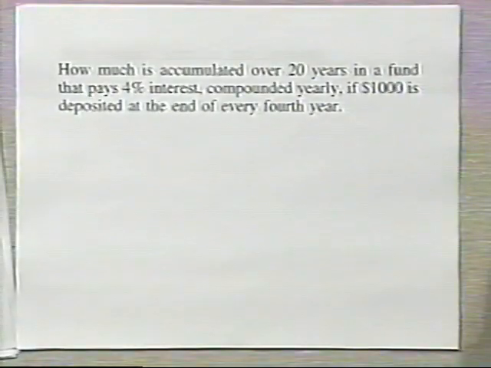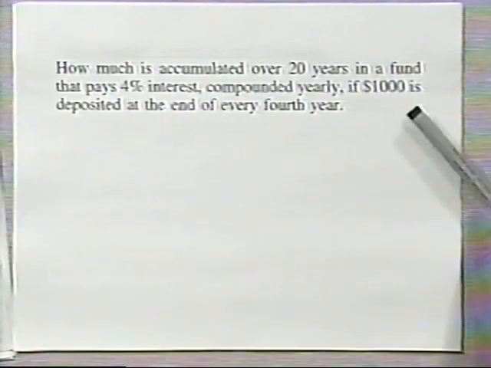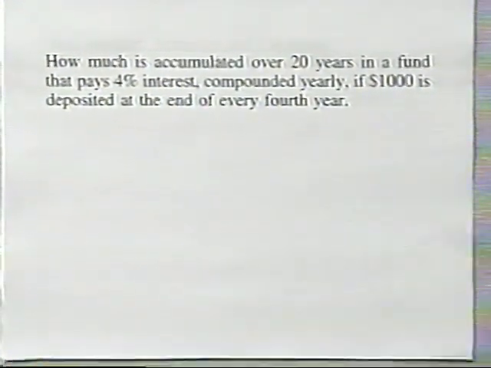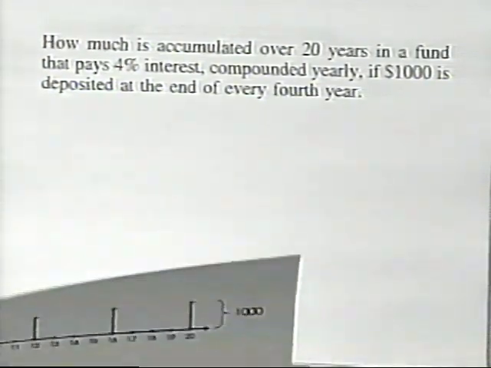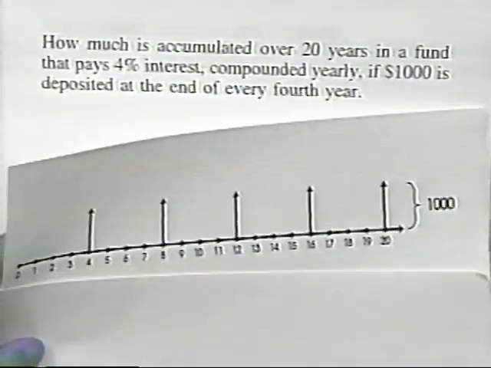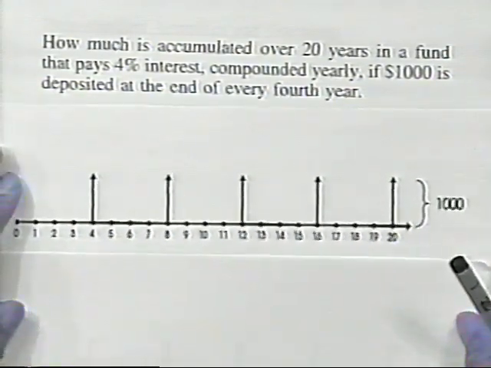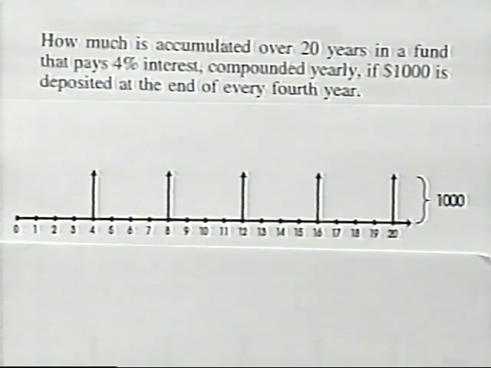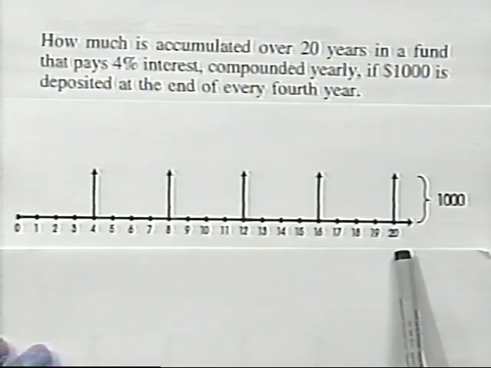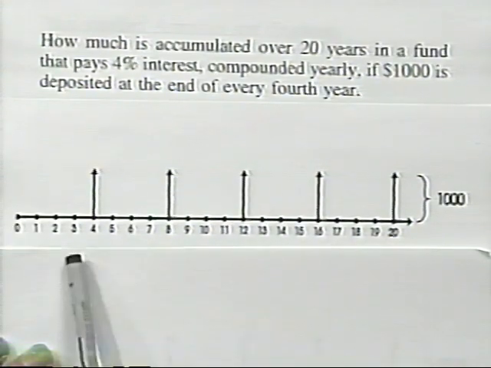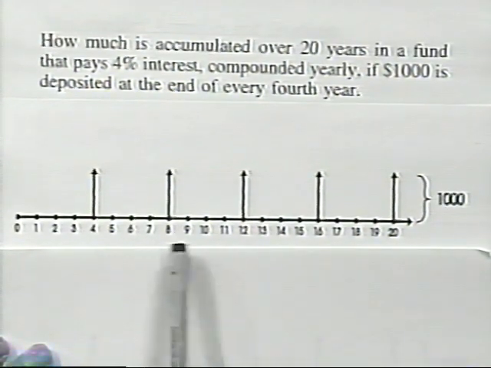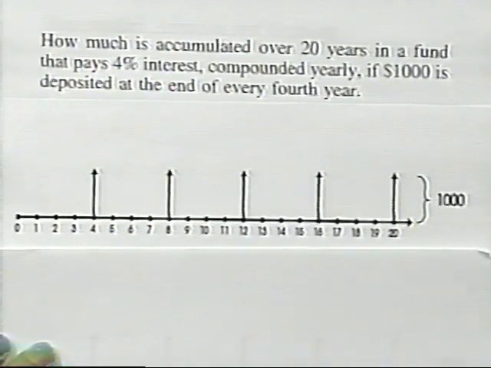So for example, how much is accumulated over 20 years in a fund that pays 4% interest, compounded yearly, if $1,000 is deposited at the end of every fourth year? Now, what we have here is a payment pattern as illustrated in this diagram. We've got 20 years involved, but the payments only come at the end of each 4 years. So we have the payment at the end of the fourth year, the end of the 8th year, the end of the 12th year, the end of the 16th year, the end of the 20th year.